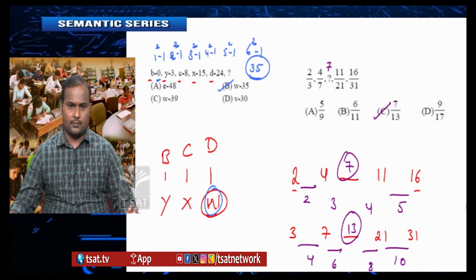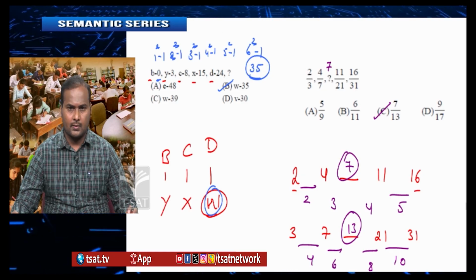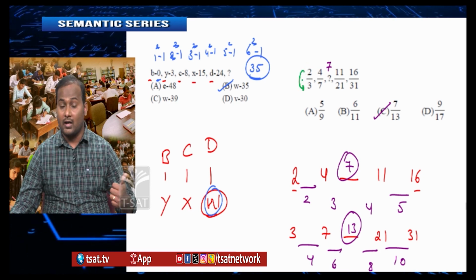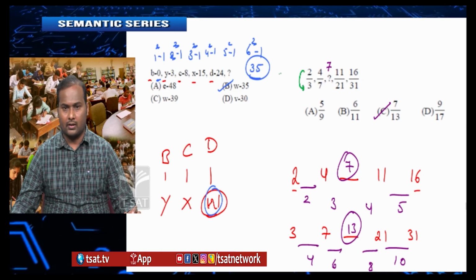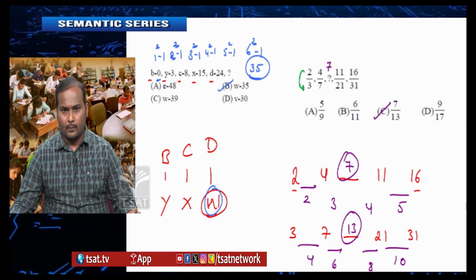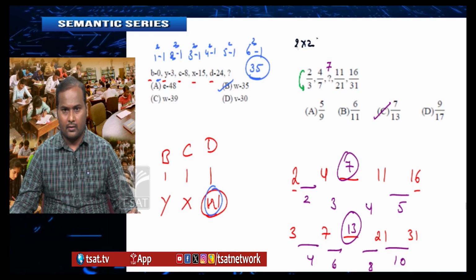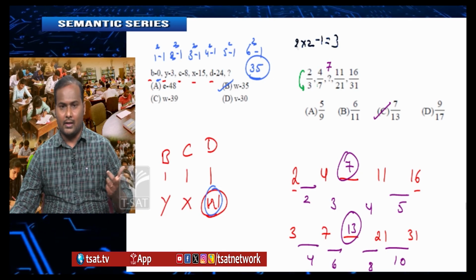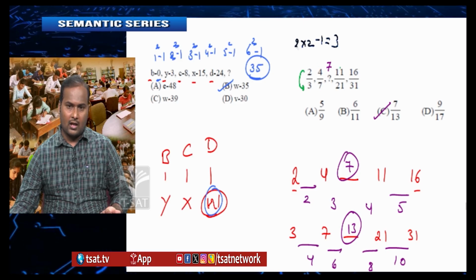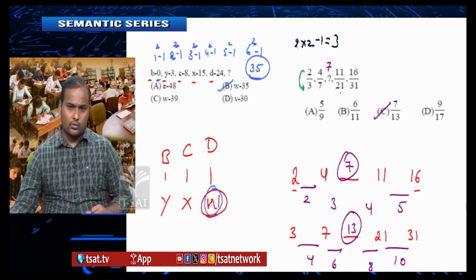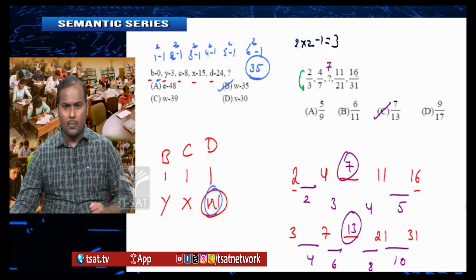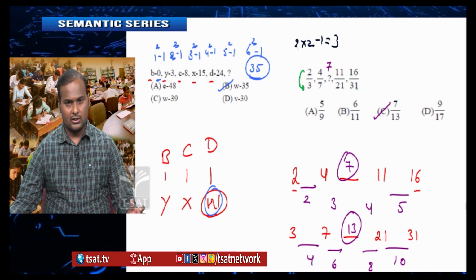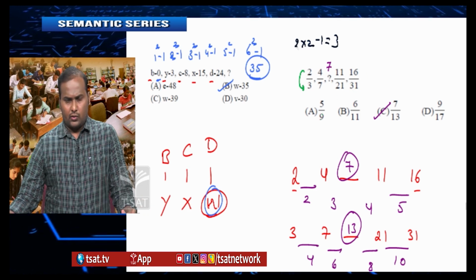Students may think like this also. Another way of thinking about this particular question: if you see, the numerator to denominator is increasing by 2, like 2 into 2 minus 1. For example, 2 to 3: 2 into 2 is 4, minus 1 that will be 3. In the same way, 4 to 7: 4 into 2 is 8, 8 minus 1 is 7. 11 by 21: 11 into 2 is 22, 22 minus 1 is 21. In the same way 16 by 31: 16 into 2 is 32, minus 1 is 31.